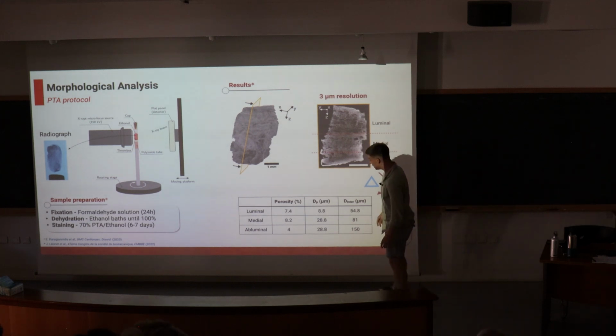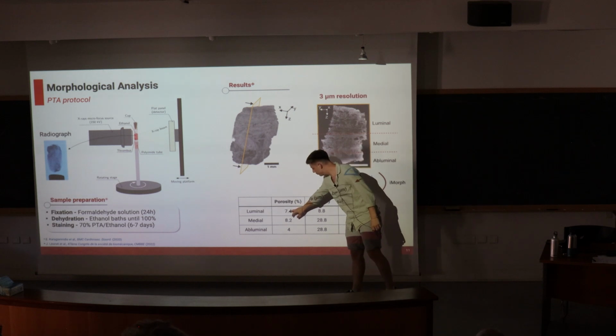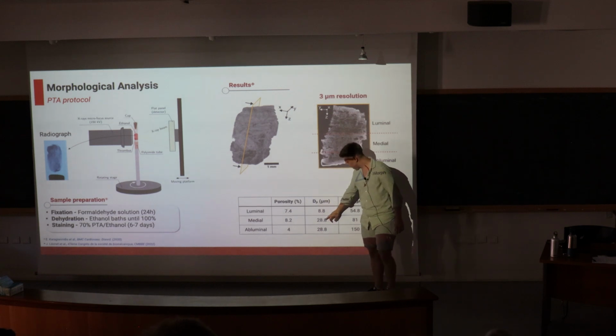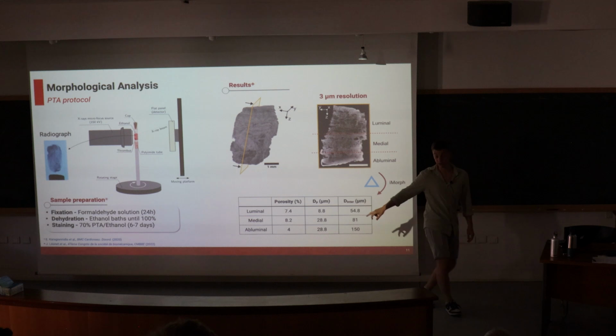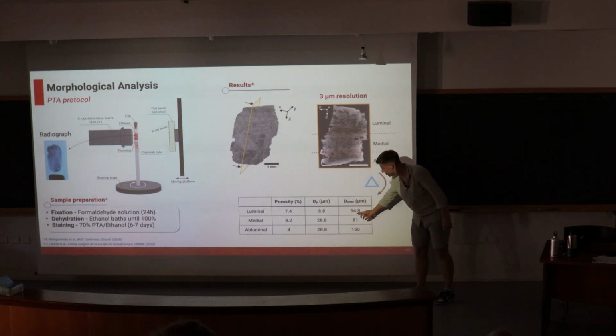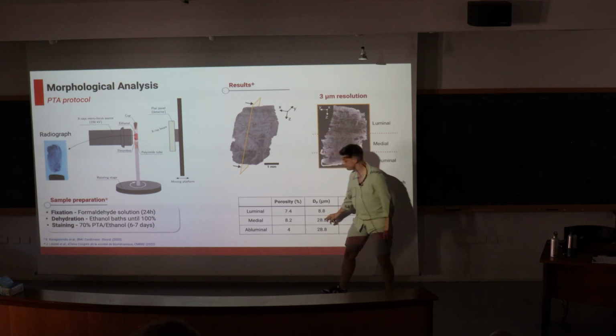And what is interesting to see is that the porosity for the medial and the luminal layer are very close. But the main difference is the mean pore diameter, which is around 9 microns for the luminal layer, and around 30 microns for the medial layer. And the other thing is that the mean distance between the pores is much smaller for the luminal layer compared to the abluminal layer. That means that there is more chance to have perfusion for this layer.